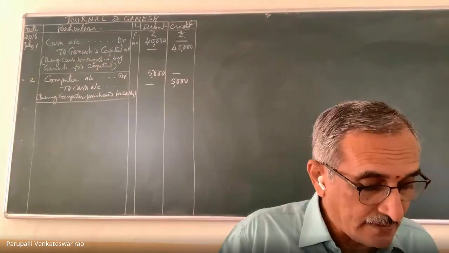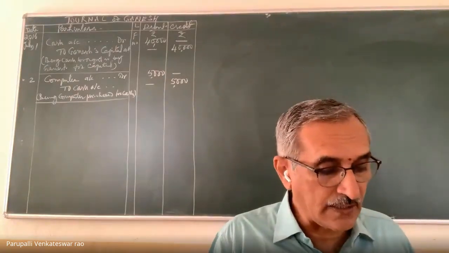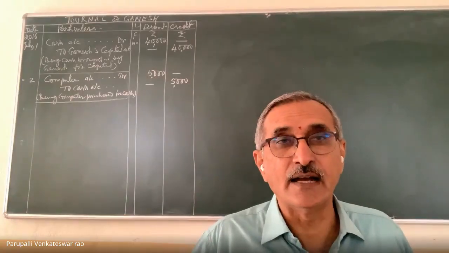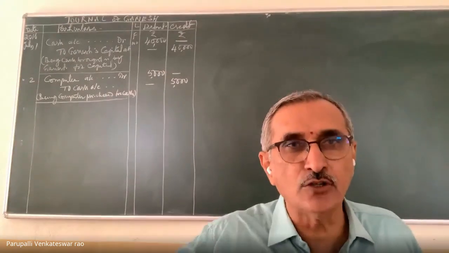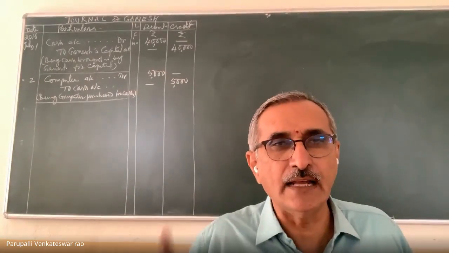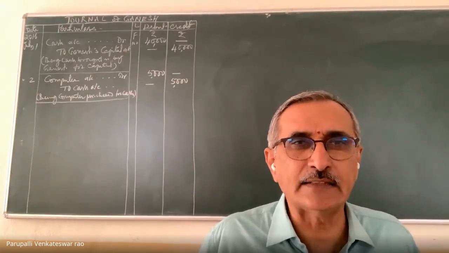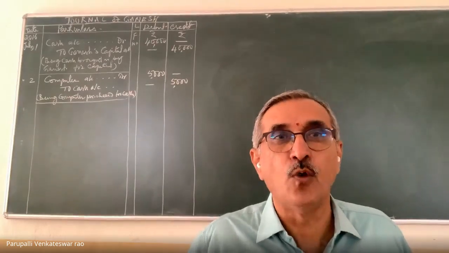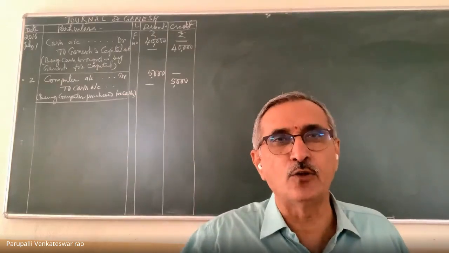July 19th. Ganesh drew for personal use rupees 600. Ganesh is the owner. Drawings account debit to cash. Ganesh took 600 rupees from the business for his personal use. Cash goes out of the business. Ganesh is the receiver, so Ganesh's account is to be debited. Whatever the owner takes is called drawings. Whatever the owner brings into the business is called capital.